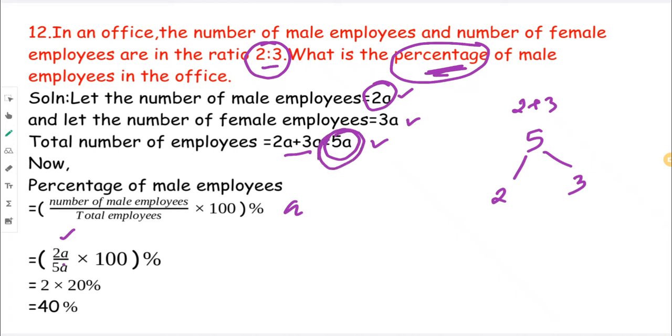And I can cancel this A, and 5 2s are 10, right? I'm going to have 2 into 20, inside the bracket here. Then 2 into 20, when you multiply, we're going to get 40%, which means the percentage of male employees in the office is 40%. In other words, 60% are female employees.